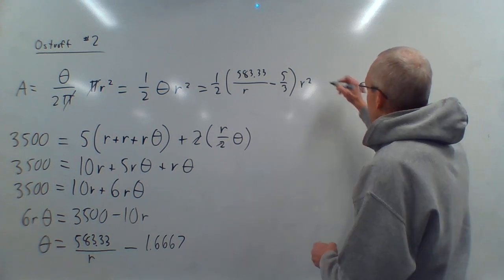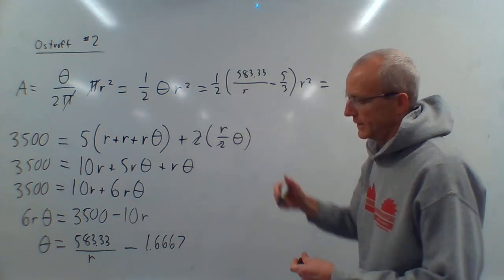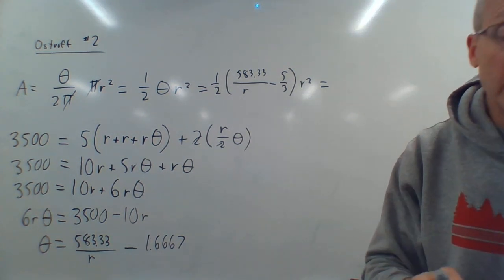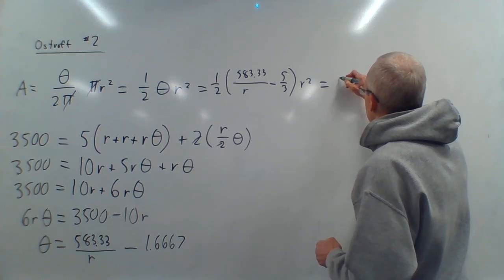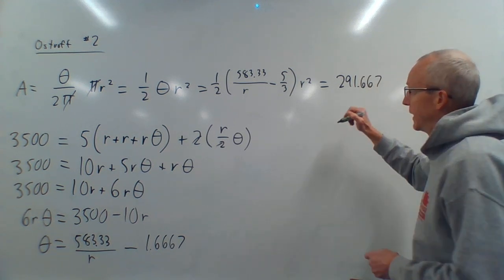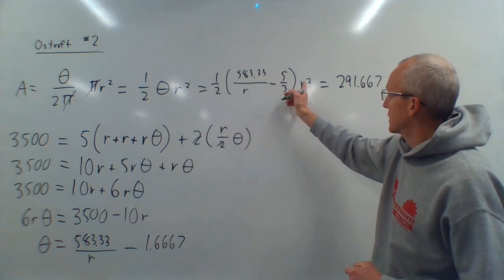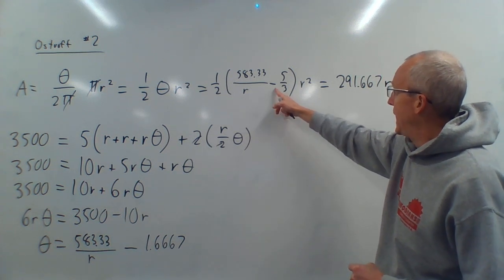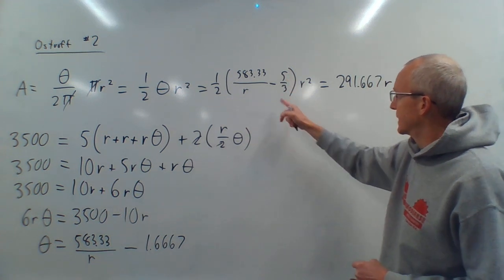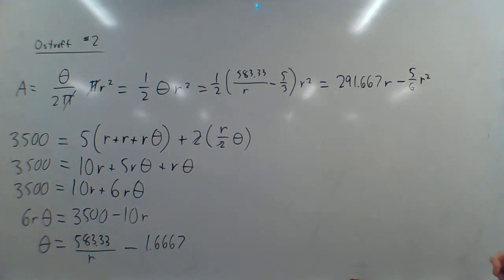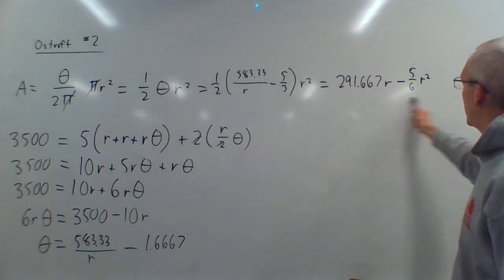So this is equal to half of 583.333 times 0.5, which is 291.66666. So 291.66 forever. Put a 7 there. The r squared divided by r takes away one of them, so that's an r, minus 5/6, right? The 1/2 makes a 6 in the bottom. So minus 5/6 r squared. 1/2 of 5/3, 5/6, yep. Okay, that is our quadratic.